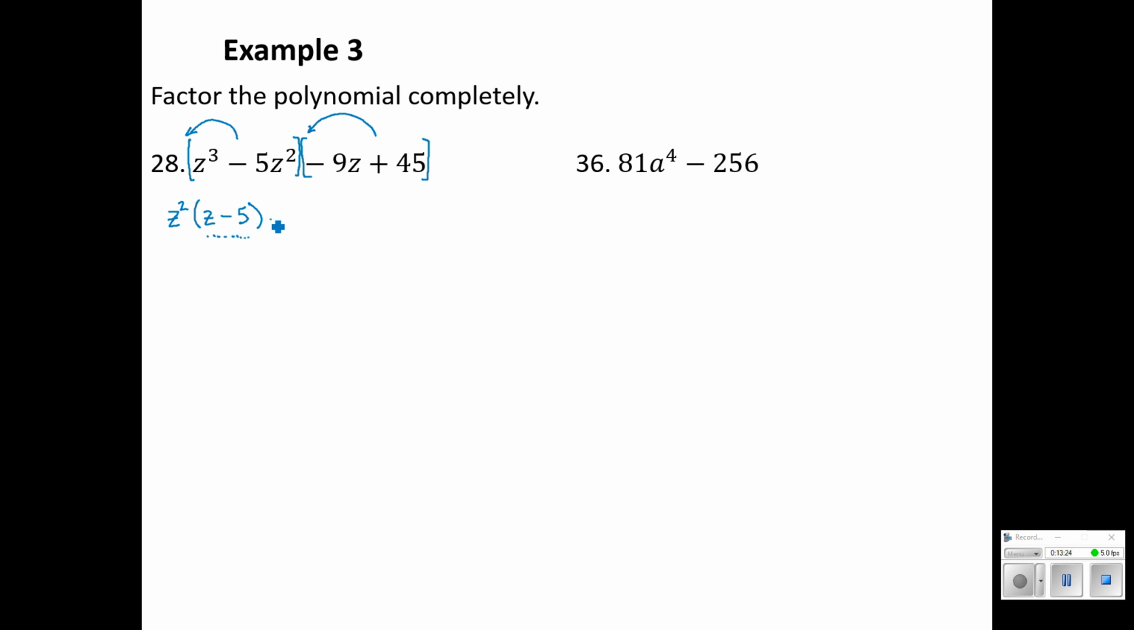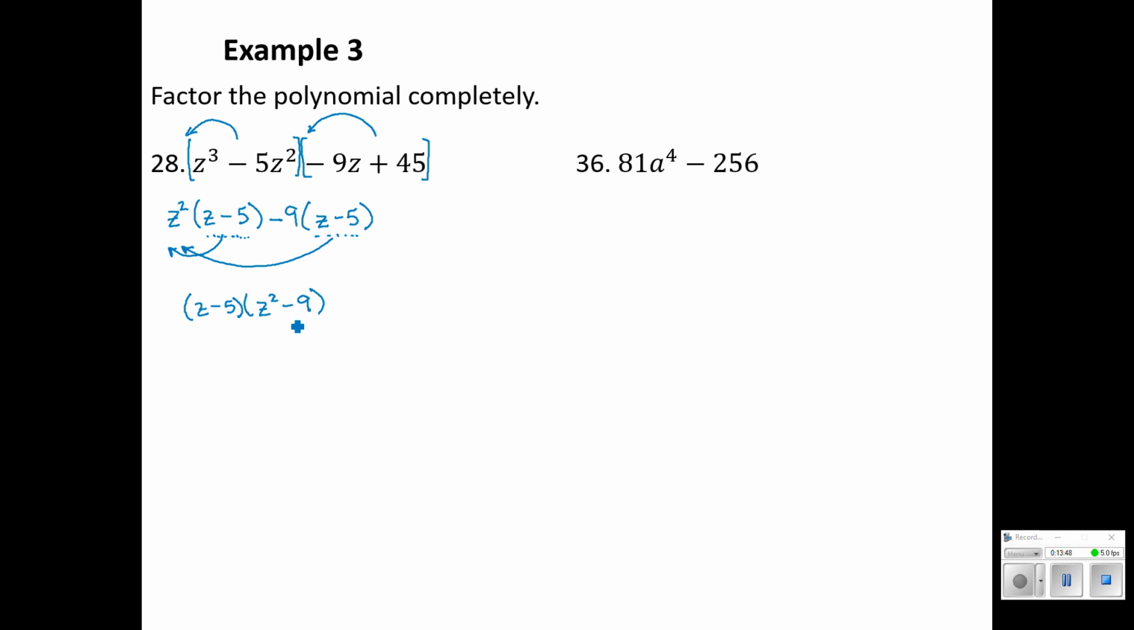So I notice that if I can factor out a -9, then I'm left with z minus 5. And now we've got our binomials matching up. Now we can undistribute them, and this is what makes factor by grouping work. So I've got z minus 5 times z squared minus 9.